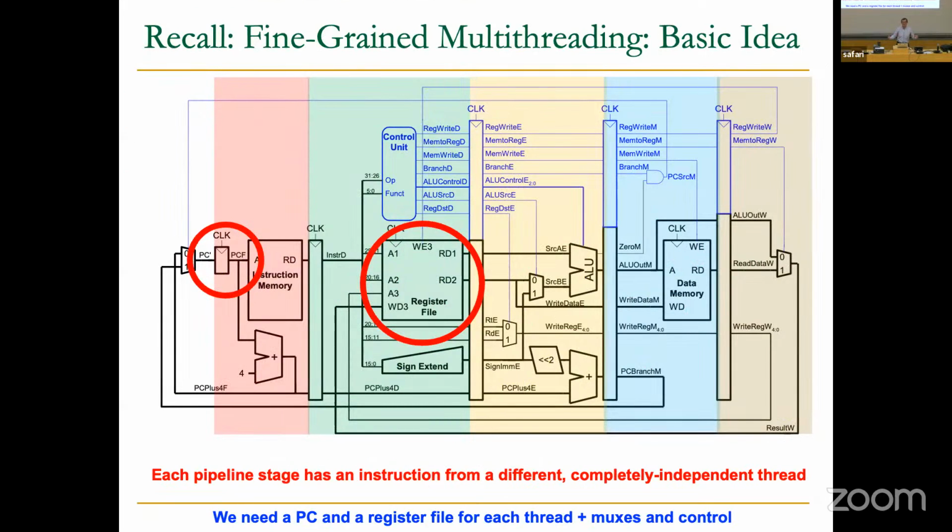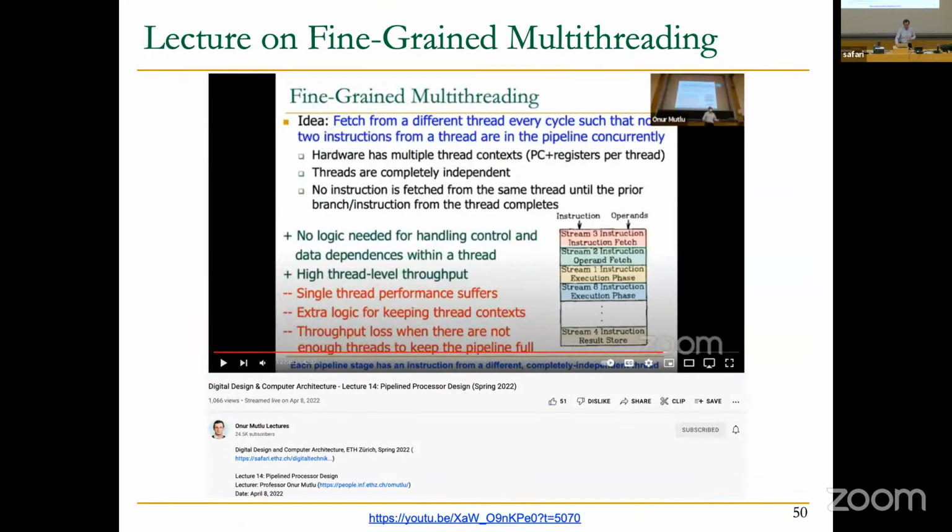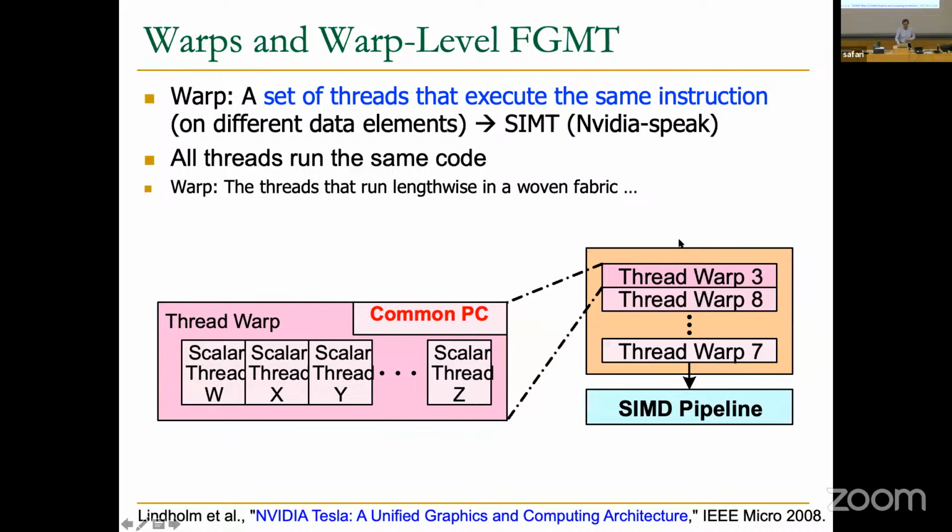We're combining multiple concepts here, and that combination actually makes GPUs even more successful because you can have a very simple scalar pipeline and don't do any dependence checking for branches or any other instruction because you know that the threads are independent of each other. So you take advantage of fine-grained multi-threading and you have lots of threads. Okay, so you remember the lecture on fine-grained multi-threading. So basically, to put things together, again, a warp is a set of threads that execute the same instruction on different data elements. This is the SIMT, single instruction multiple thread model. All threads essentially run the same code.